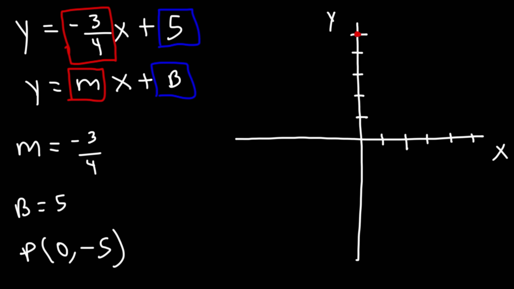So as we travel down 3 and over 4, it's going to take us to this point. So that is 4 on the x-axis, 2 on the y-axis. Now all we need is 2 points to graph a line. So now we can just draw a line that connects those 2 points. And so that's how we can graph that particular linear function.